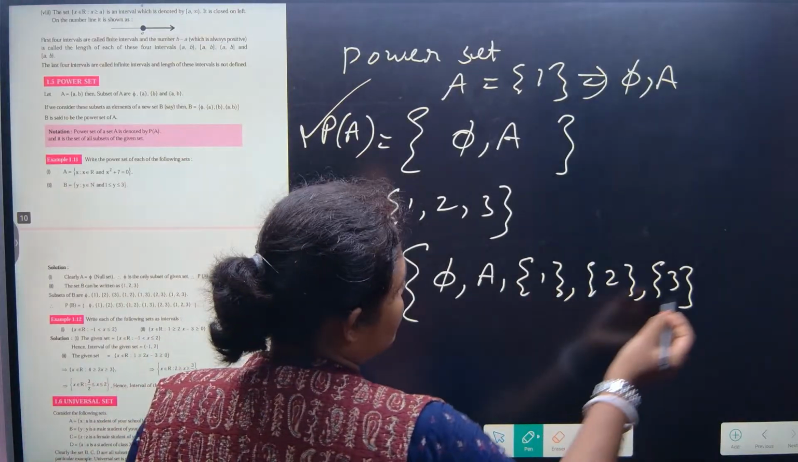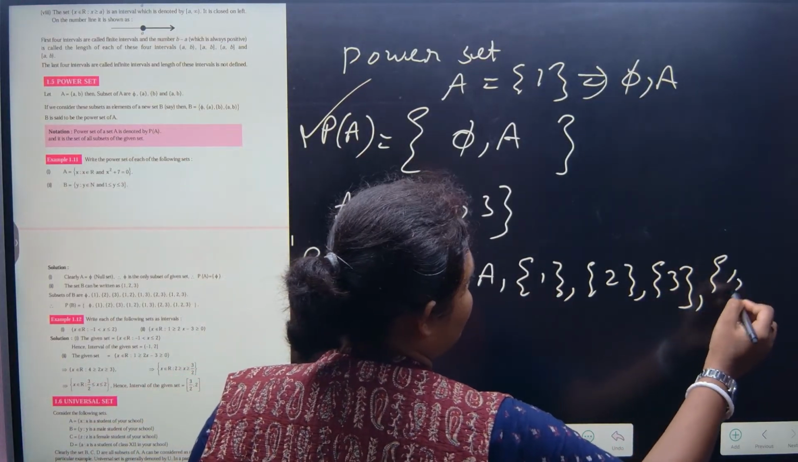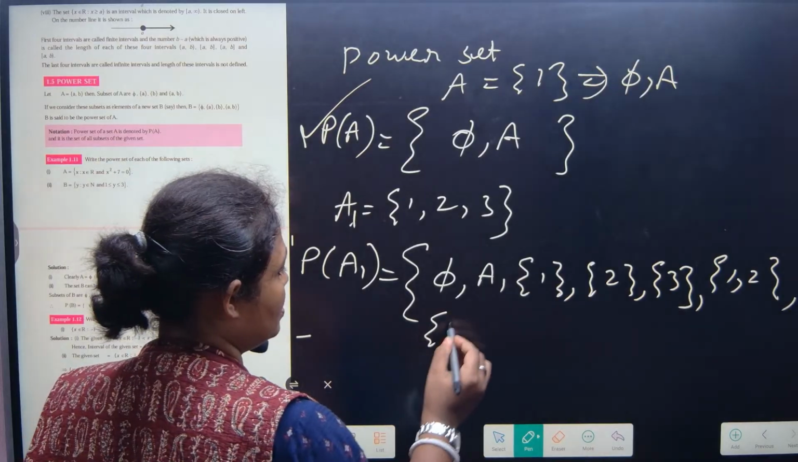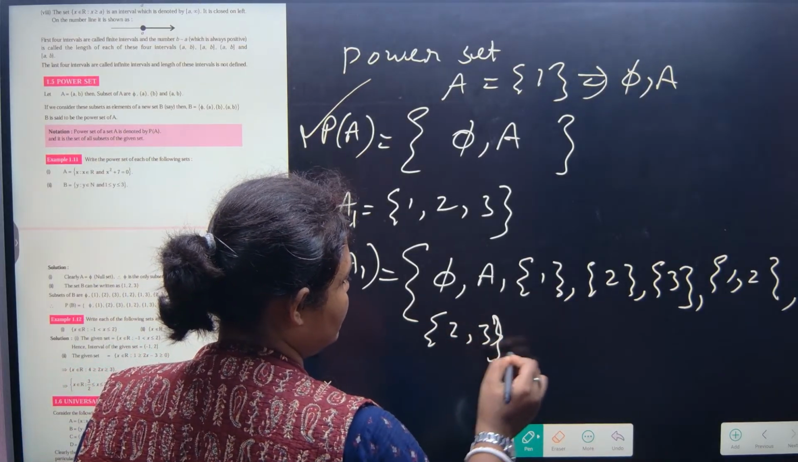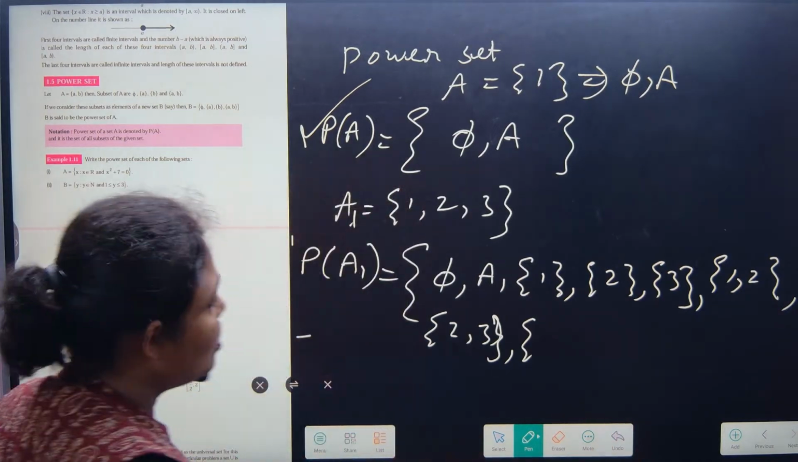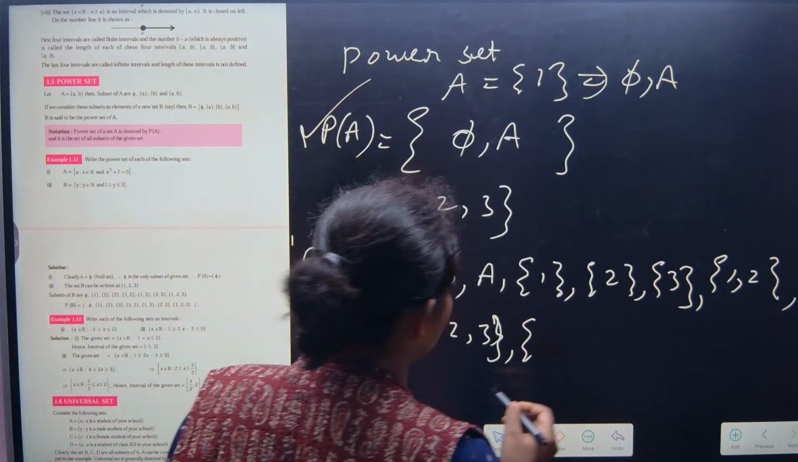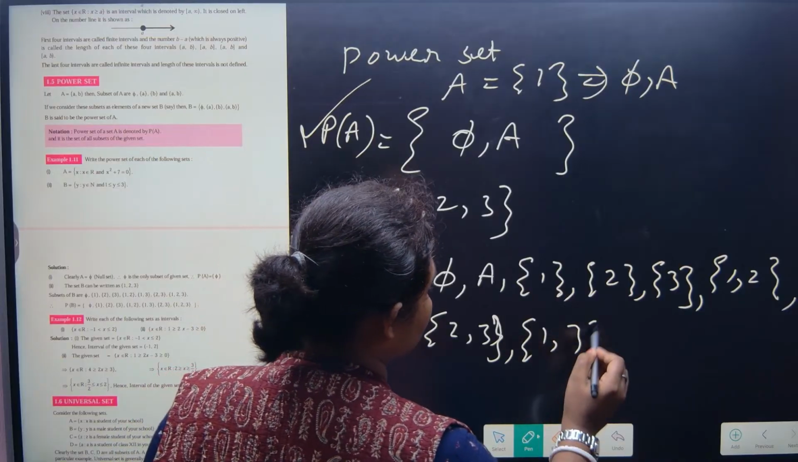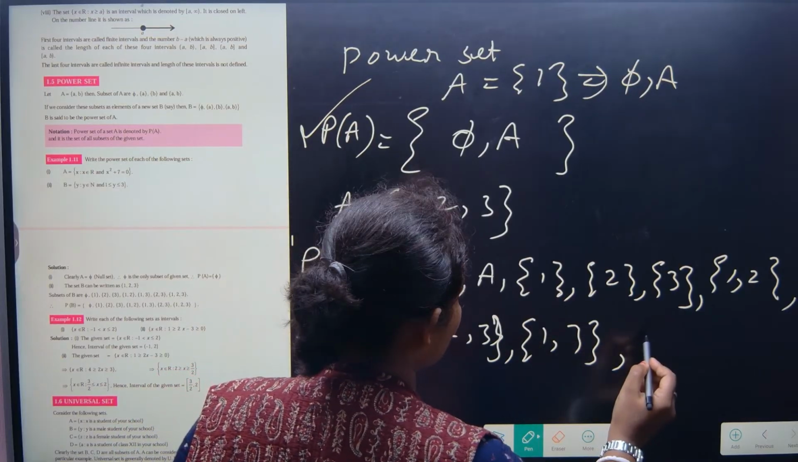Okay, 3, then 1, 2, 2, 3. Okay, sir. 1, 2, 2, 3, 1, 3. Okay. Next, what do we have?